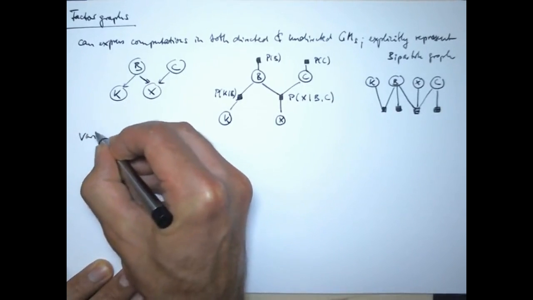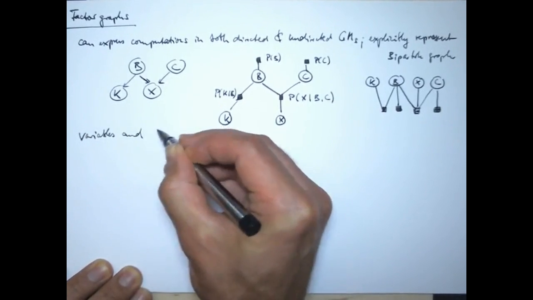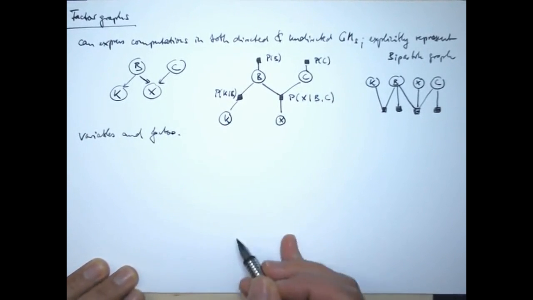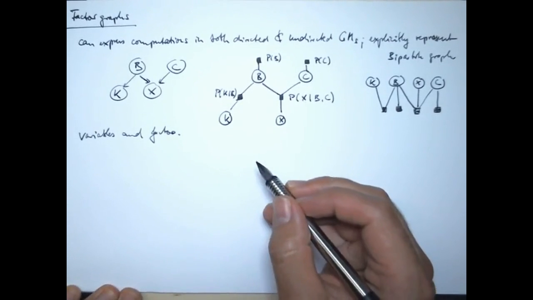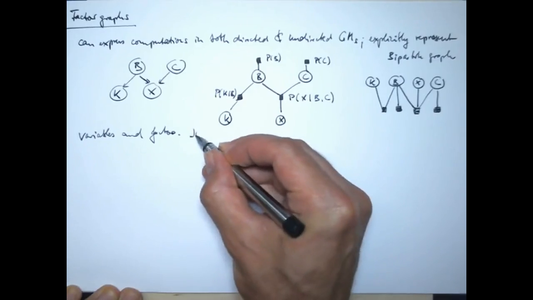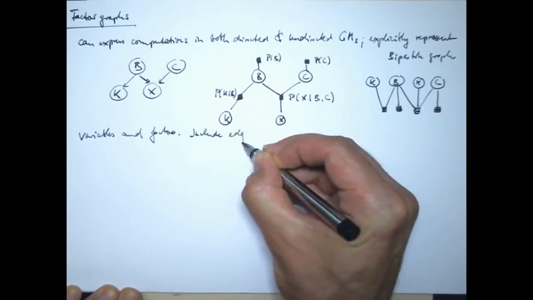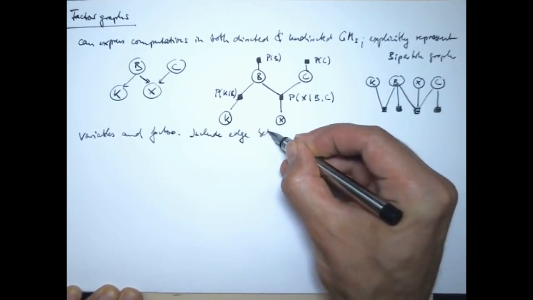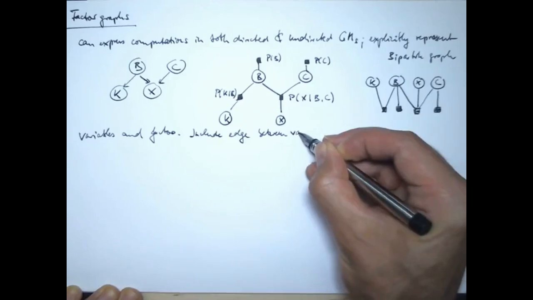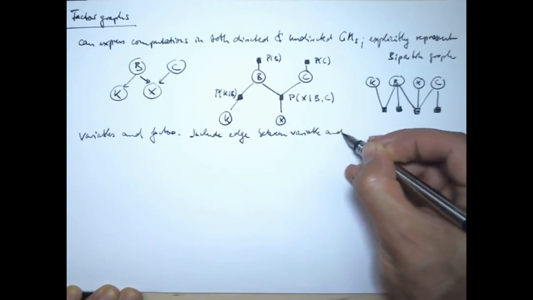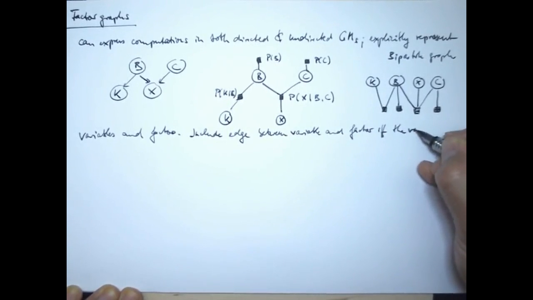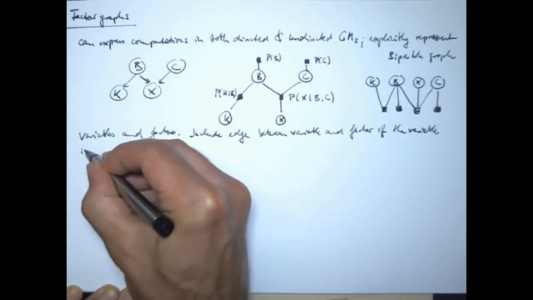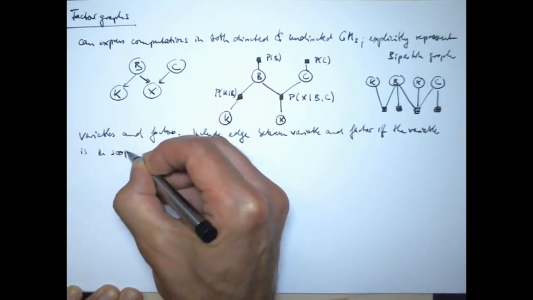So they explicitly represent variables and factors. We include an edge in a factor graph between a variable and a factor if and only if the variable is in the scope of said factor.